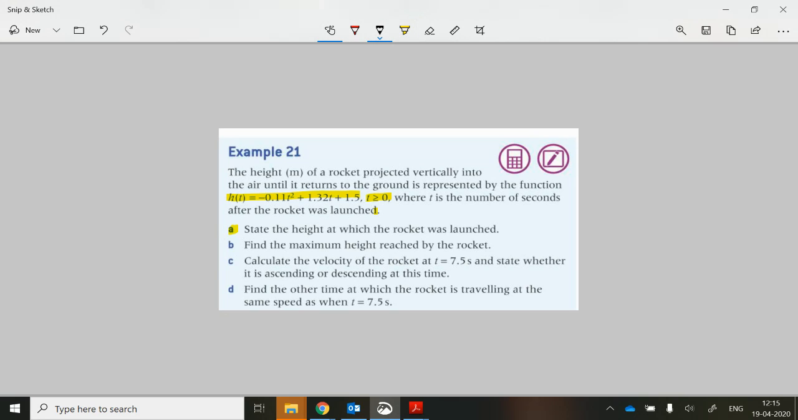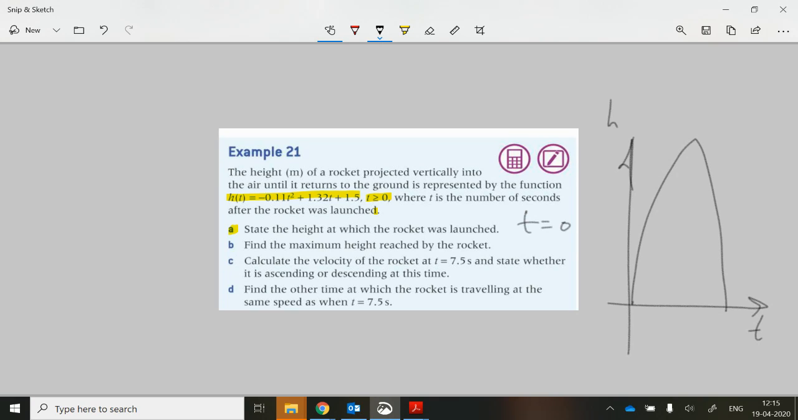All right, state the height at which the rocket was launched. In that case, you're going to need to put in t is equal to 0, because that's the first time that we are recording this trajectory. By the way, the graph of this is going to look like this. So you're going to have your h and your t there, and you'll have something like this. And that's h with respect to time.